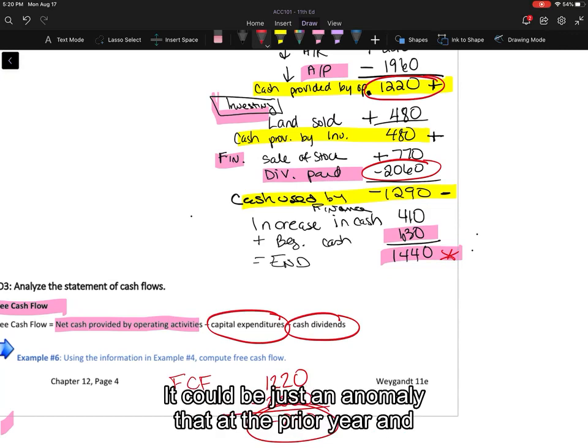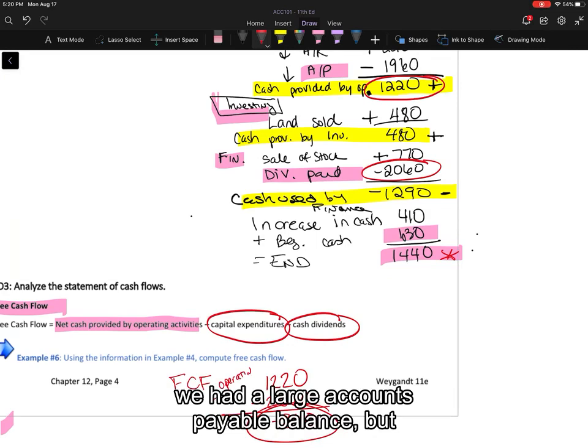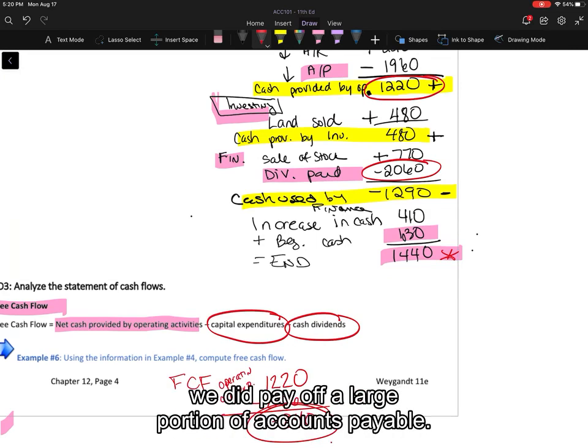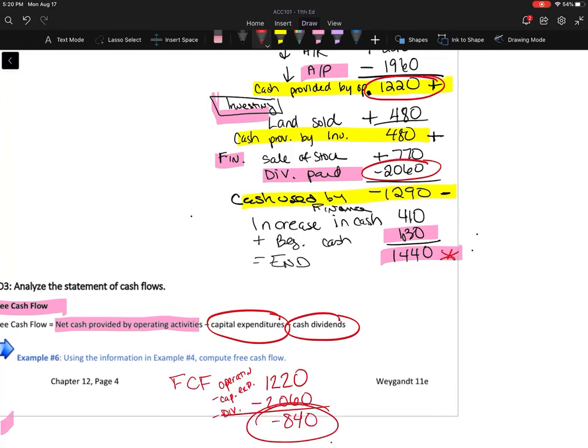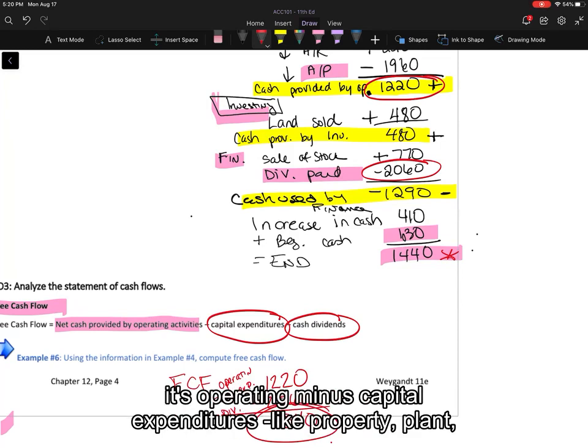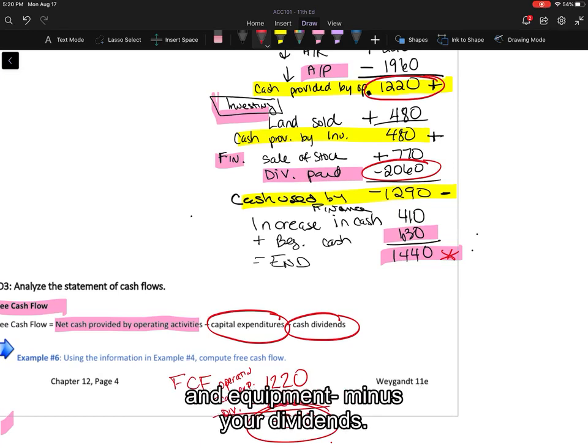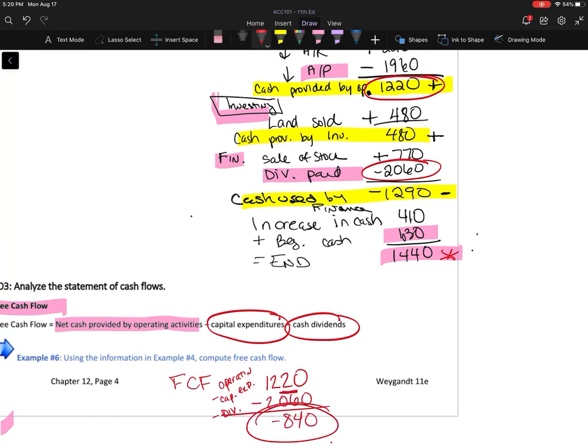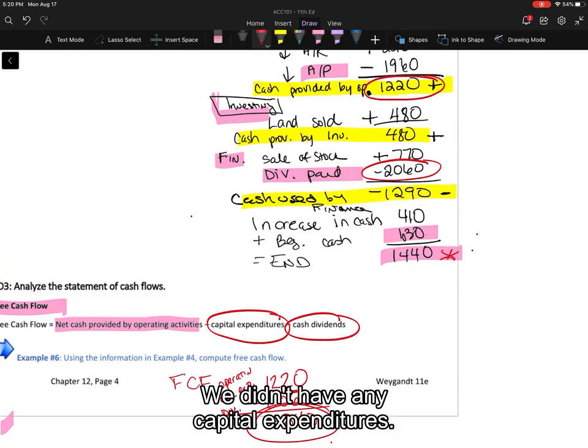what happened there. It could be just an anomaly that at the prior year end we had a large accounts payable balance, but we did pay off a large portion of accounts payable. Otherwise, though, again, it's operating minus capital expenditures, like property, plant, and equipment, minus your dividends. Okay, and we didn't have any capital expenditures.